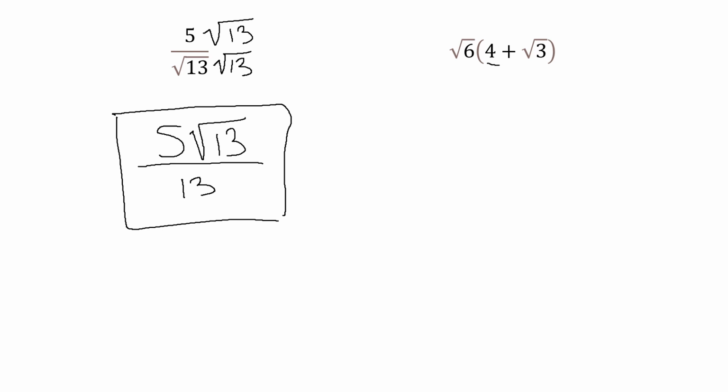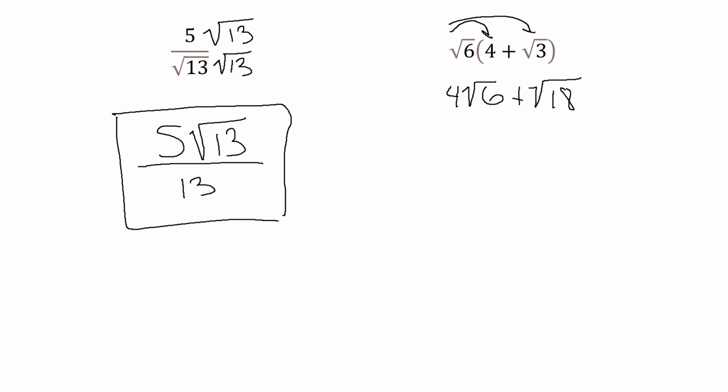Now on this second one, we're multiplying. Now I always look inside my parentheses, and I can't do anything with this because they are not like terms. They're not the same form, so I can't add them. So what I now have to do is distribute this. Square root of 6 times 4 is 4 square root of 6. Square root of 6 times square root of 3 is the square root of 18.